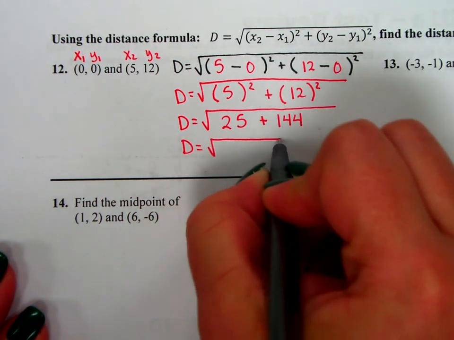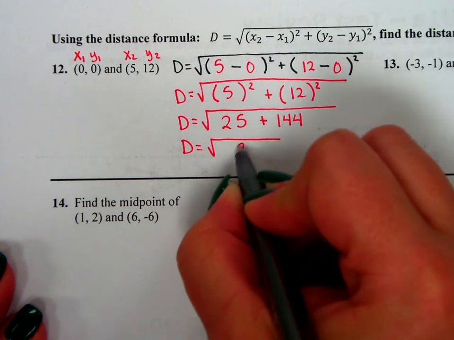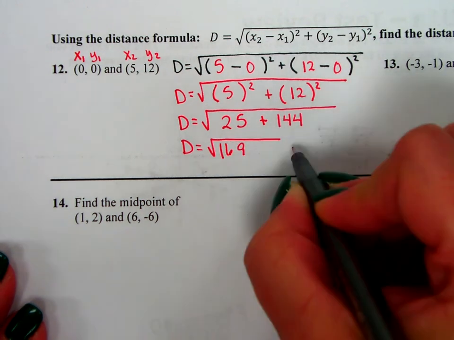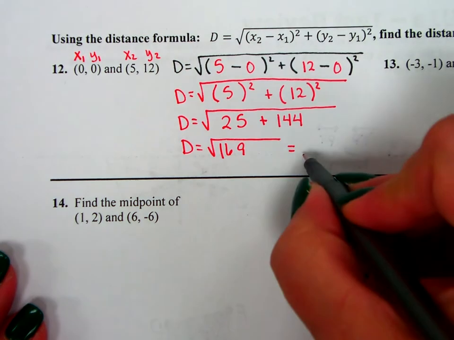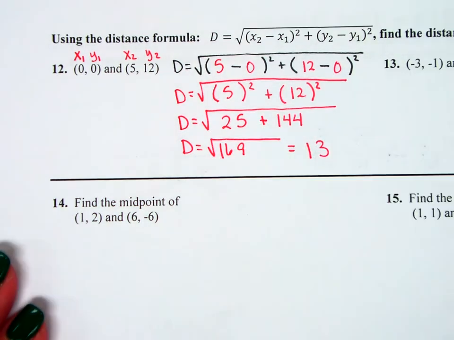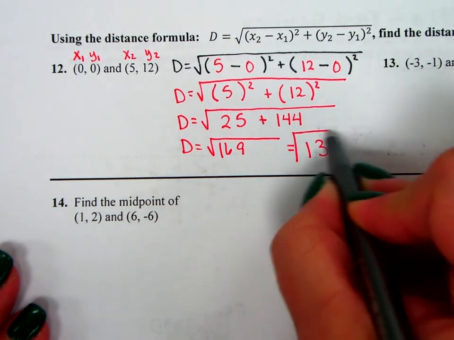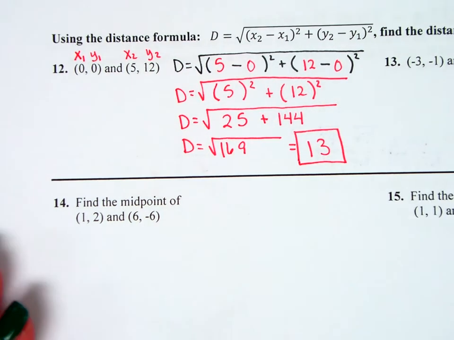So then, when I take the square root, I add these together. 25 and 144 is 169. What do I get when I do the square root of 169? 13. When I take the square root of 169, I no longer write the square root. Those of you who have already had Algebra 2, they taught you when you take the square root, there are 2 answers. It's positive 13 and it's negative 13.